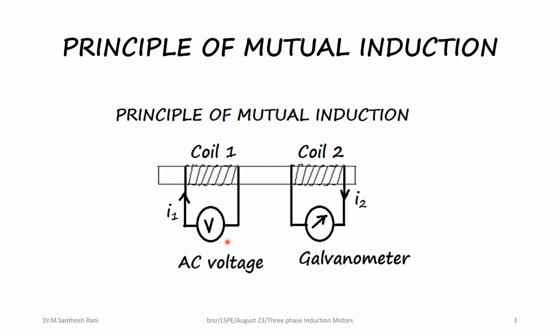Why this happens is because when AC voltage is applied, there will be a current flow through the coil which will produce a magnetic field in this coil, and this will be associated with the adjacent coil. Though there is no electrical connection between these two, there is a voltage induced in the second coil. This is called mutual induction. There is no electrical connection between coil 1 and 2, yet the voltage is induced in the second coil. This is the principle by which the transformer as well as the induction motor works.